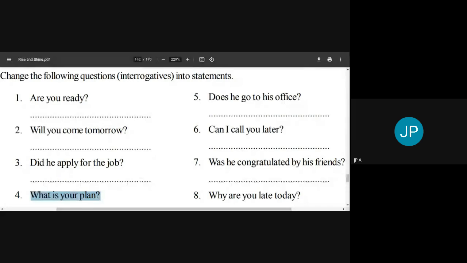Next one is what is your plan? There is a slight change that you have to make. We cannot use is when you make it into a statement. So you use another auxiliary which is called have. Okay, there are three auxiliaries. Be forms are is, was, were and so on. Then these three are the auxiliary verbs.